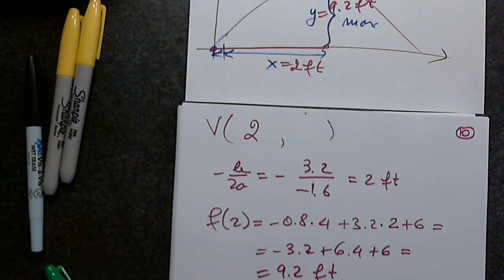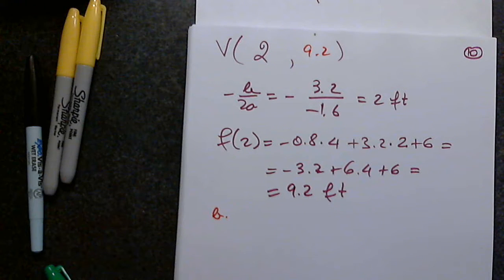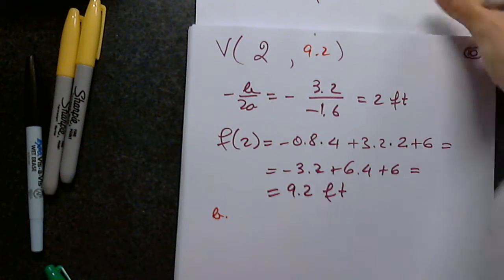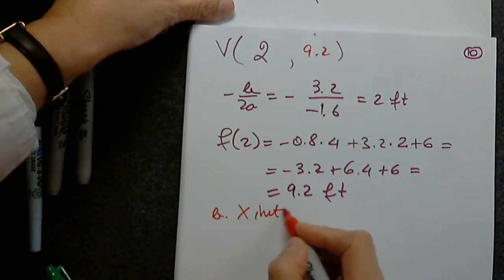How far does the ball travel horizontally before hitting the ground? I know it's almost 6:15, so I have to stop in a minute. So the maximum height is 9.2. Part B, we're not going to finish it, but we're going to finish it next time. How far does the ball travel horizontally before hitting the ground? What am I asked to find? What is the distance until it hits the ground? We have to find the x-intercepts.